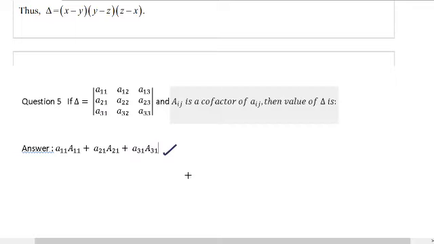Okay, so now this is the exercise. Very simple, very easy. Do it, and then we'll see the next exercise. Thank you.